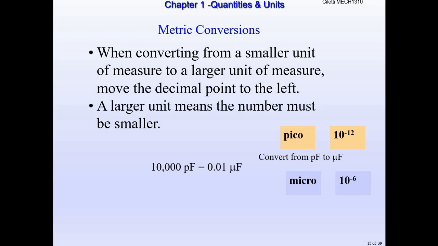Sometimes with capacitance we're going to see units like 0.01 microfarads, because they actually print these tags on the capacitors themselves. So it's easier for them to write 0.01 microfarads than to fit in 10,000 picofarads. They both mean the same thing. It's the same amount of capacitance. Pico is smaller, and micro is larger, so in this case we're going from a smaller to a larger unit.